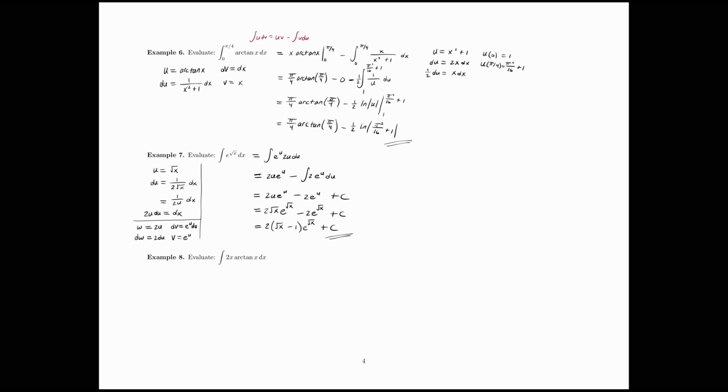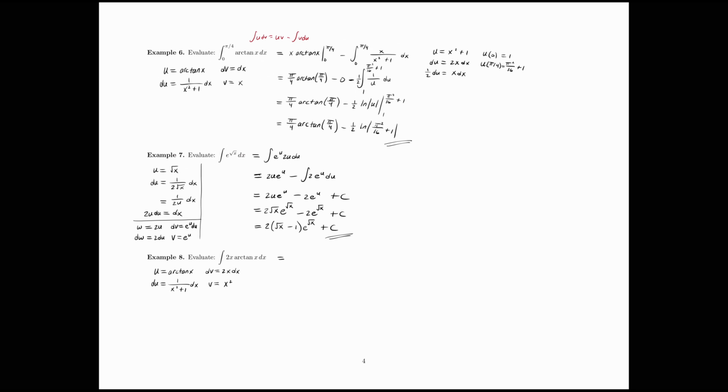All right, lastly, example 8. Here we've got an algebraic function and an inverse trig function. So we'll let the inverse trig function be u, since we don't know how to integrate arctan. So we'll let u be the arctangent of x, and we'll let dv equal 2x dx. So du is the derivative of arctangent, which is 1 over x squared plus 1 dx. And then the integral of 2x is x squared.